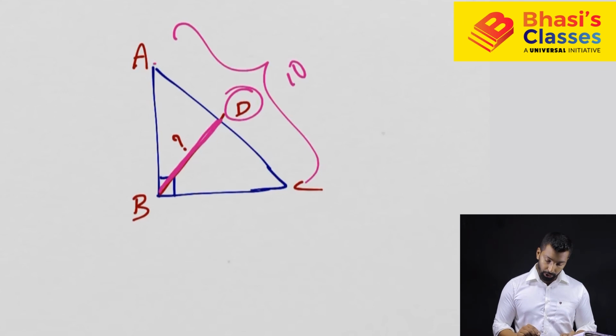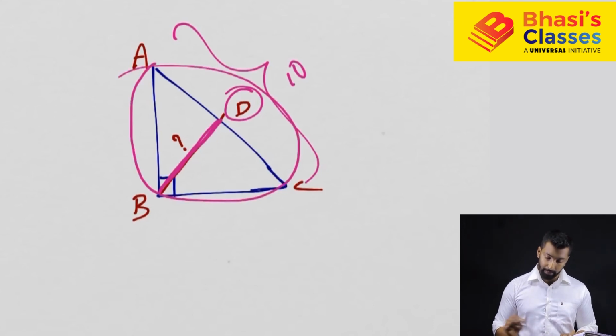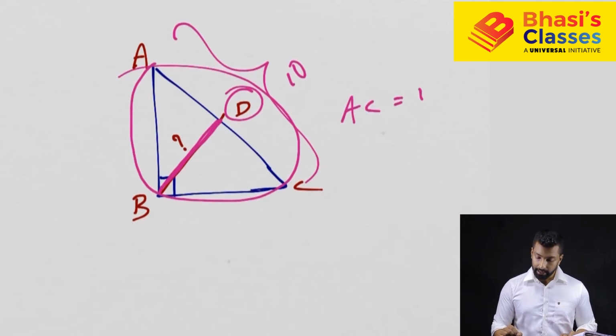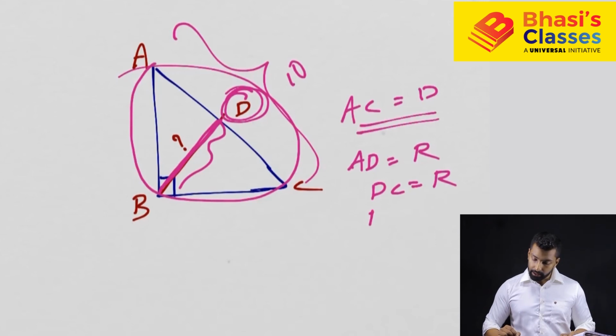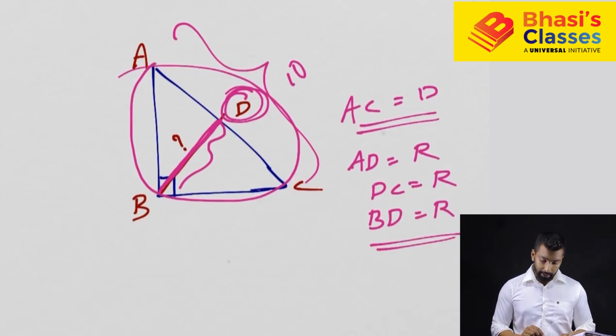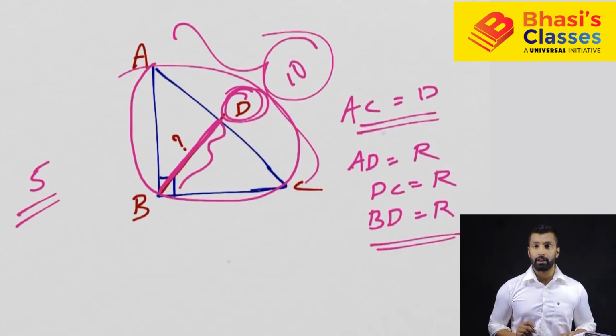Basically, if you draw a circumcircle touching the 3 points, this AC is actually the diameter. So AC is the diameter and D is the midpoint, which means AD is the radius. Similarly, DC is also the radius. So BD is also the radius only. So what is the length of BD? BD is 5. If AC is 10, BD is actually 5.